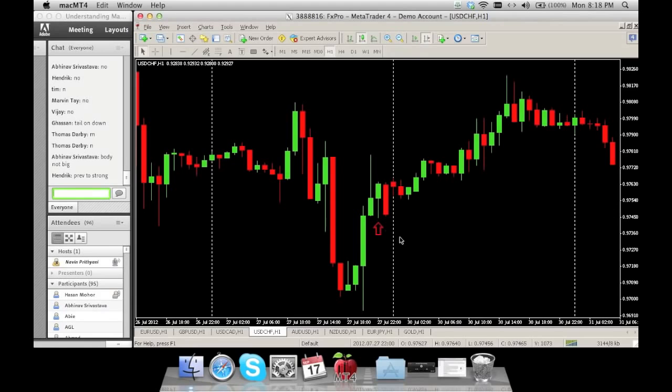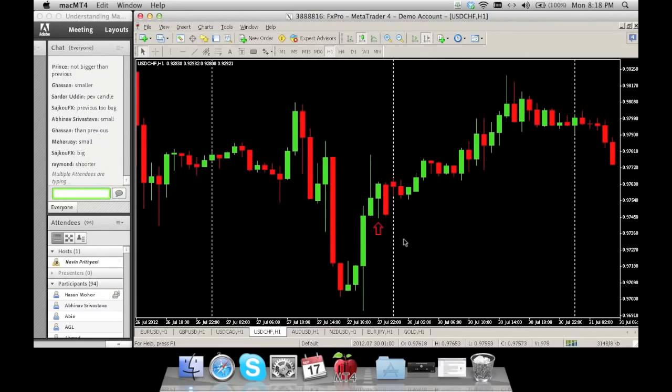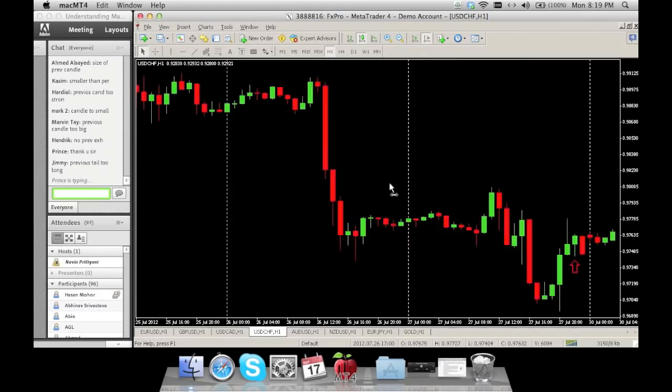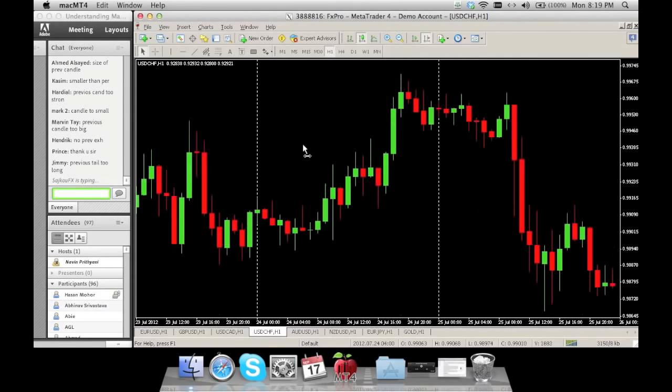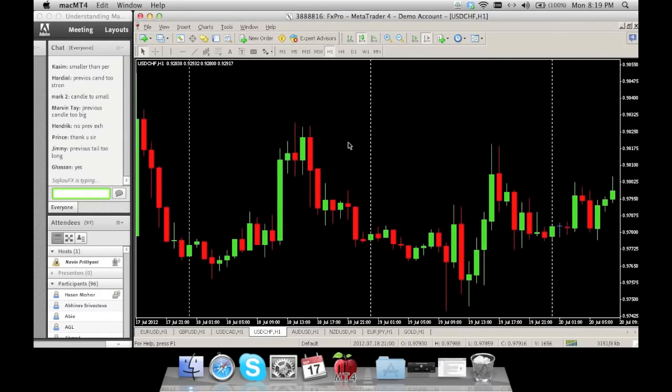Is this a trend continuation pattern? Okay, what is the reason why it's not? Good. Prince, good job. Sardar, Sanjo, good. The previous candle is way too big. So this is also incorrect. Okay. All right, so is everyone understanding the concept of a trend continuation pattern? Anyone lost so far?